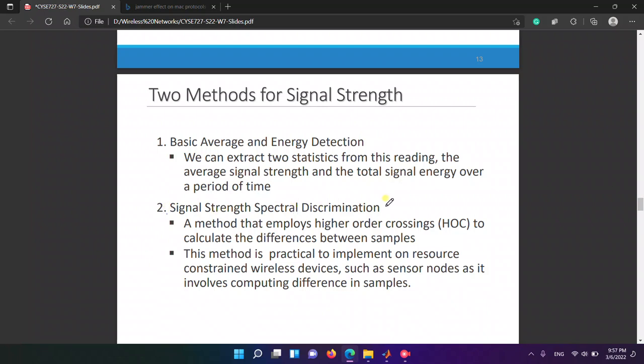As for signal strength spectral discrimination, it looks at higher order crossings, meaning it compares one sample with another. It sees the relation between a sample and a sample. The basic method doesn't take into account the relation between samples, it just takes samples as is. This method is practical to implement on resource-constrained wireless devices such as sensor nodes, as it involves computing the difference in samples.